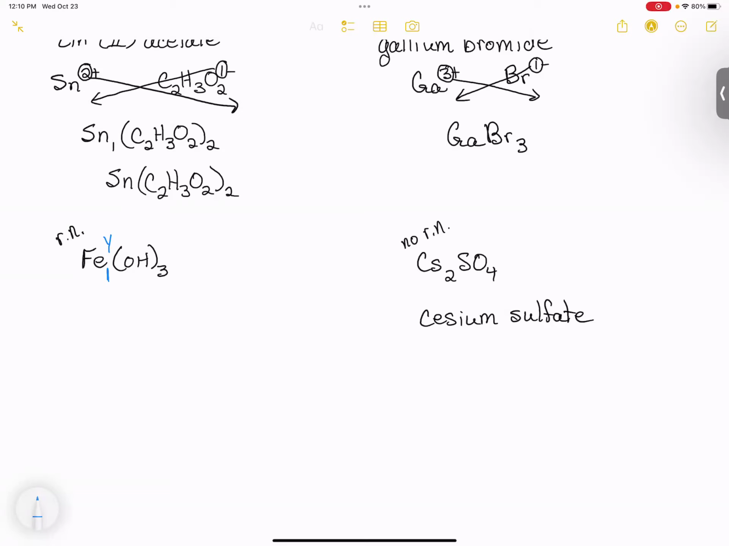Now, this one's a special one of the polyatomics. It's one of the few polyatomics that end in IDE. Does anybody know what it is? It's hydroxide. And what charge does it carry? A -1.